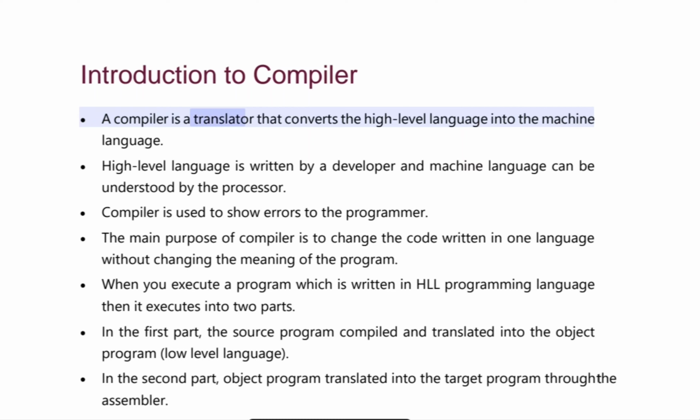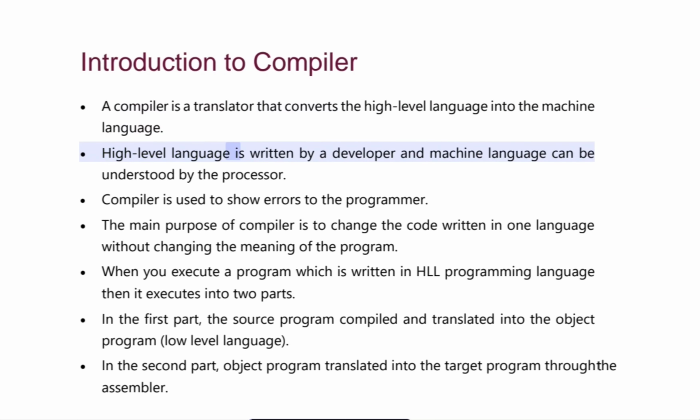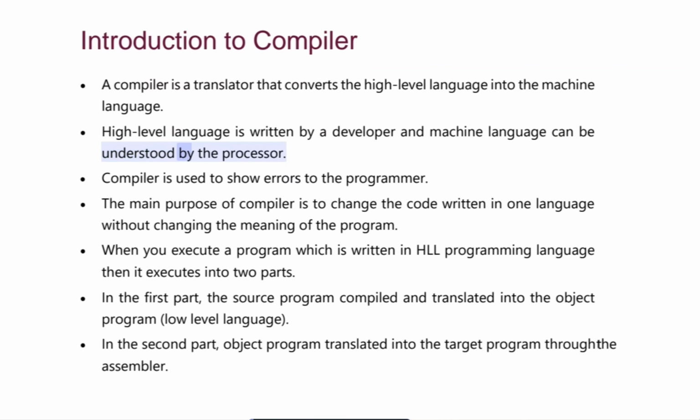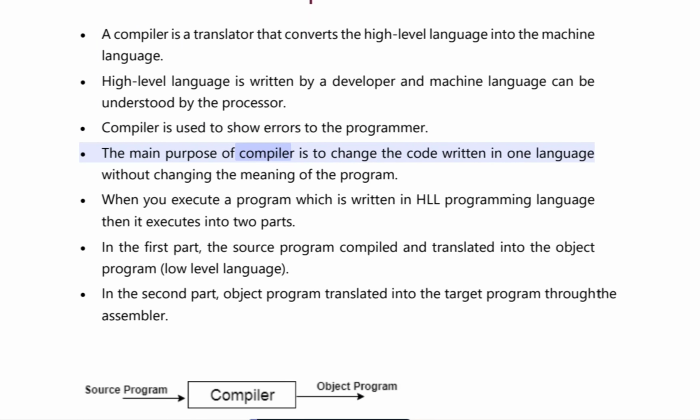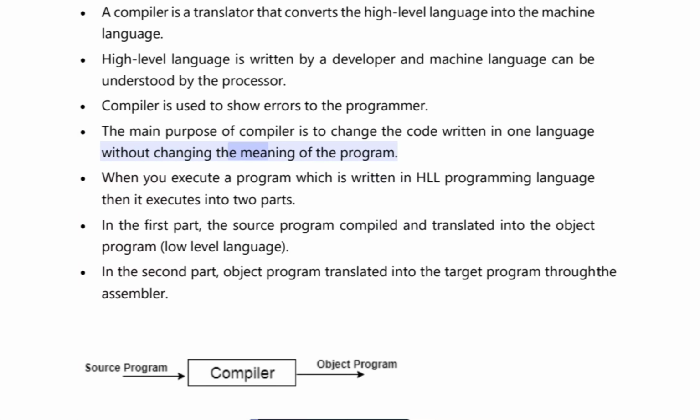A compiler is a translator that converts the high-level language into the machine language. High-level language is written by a developer and machine language can be understood by the processor. Compiler is used to show errors to the programmer. The main purpose of compiler is to change the code written in one language without changing the meaning of the program.